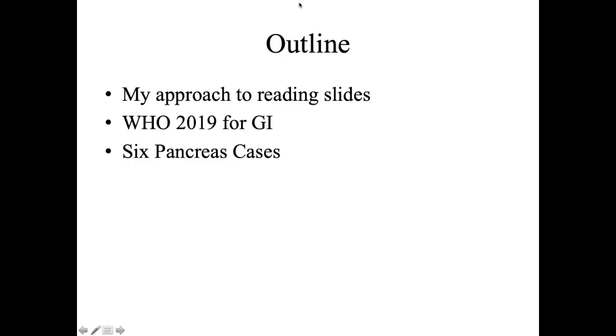So in this presentation, I will briefly go over how I read slides, or at least what I've learned so far that's been working for me. Briefly touch upon the WHO criteria for GI, and then we'll go through 6 pancreatic disease cases.